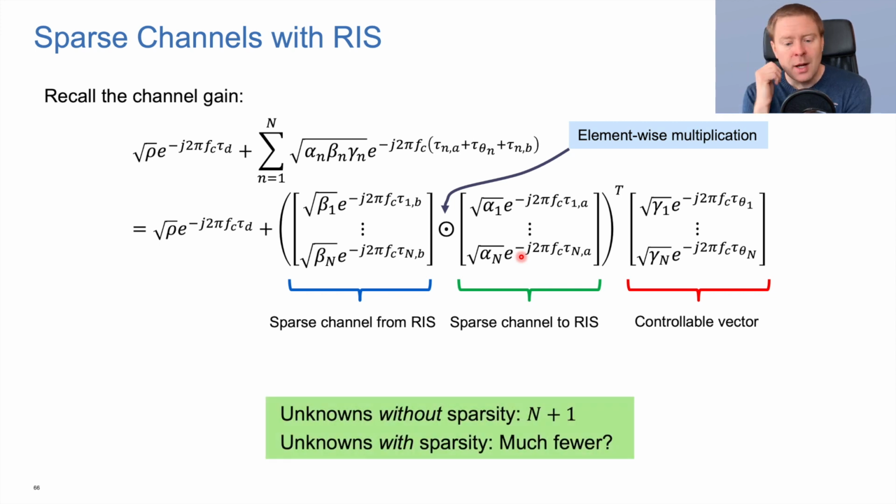So without sparsity, how many elements are there to learn here about the channel? Well, we have one here from the direct path, and then we have the product here of the cascaded channel to and from the surface. So there's n elements in this vector when we have taken the product, and then we have one here. So there's n plus one elements. And if we have 1,000 elements, there's 1,000 different parameters to learn. But if we have sparsity in these two vectors, we might be able to utilize that. And we will return to that in a moment.